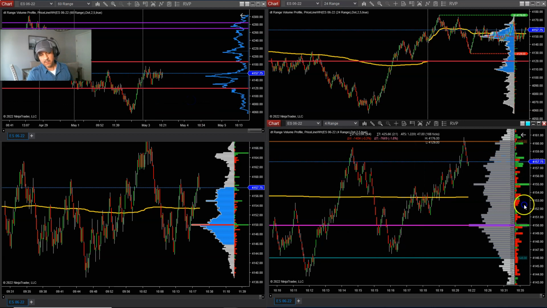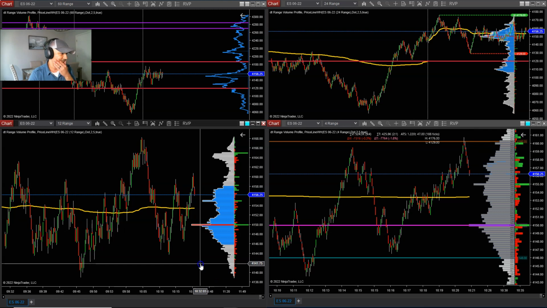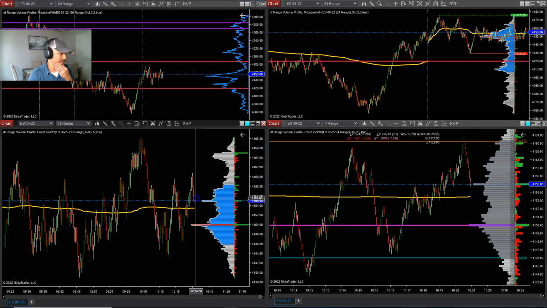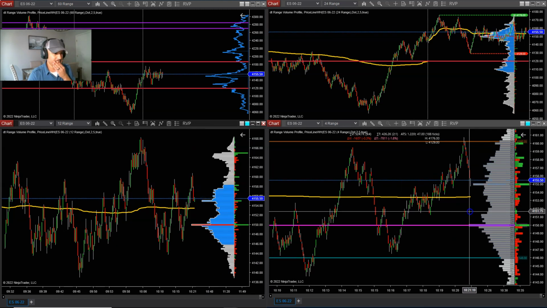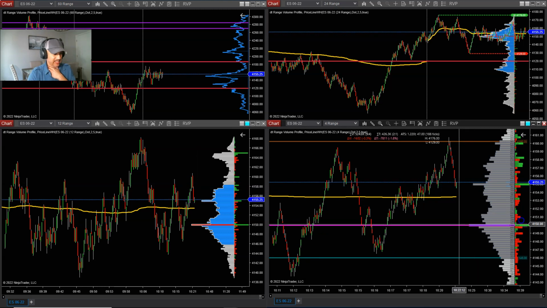But my 4 range is my entry chart. I pay close attention to that as well as my 12 range. Price breaking higher. Now I'm breaking back into structure. So it's quite interesting here. The price is just going to slam back down to the downside now.